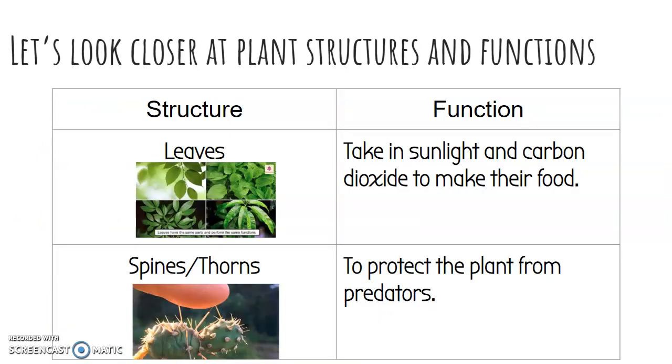So if we want to take a closer look at plant structures, you guys obviously know different parts of a plant, but let's talk about the function and really the purpose of those different parts. So one structure that plants have is obviously leaves, and you know that plants need sunlight in order for them to survive. That's one of its basic needs. So the purpose of a leaf would be that it would take in sunlight and carbon dioxide in order to make food. Another structure would be spines and thorns, and those are obviously to protect the plant from predators who might want to eat it.